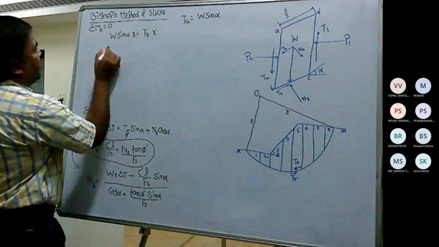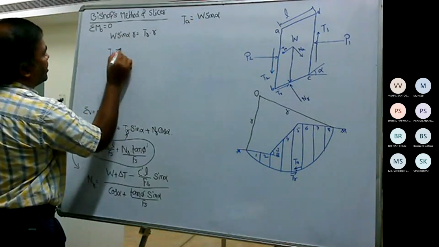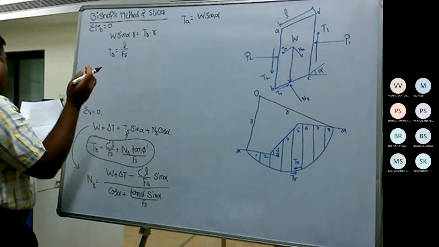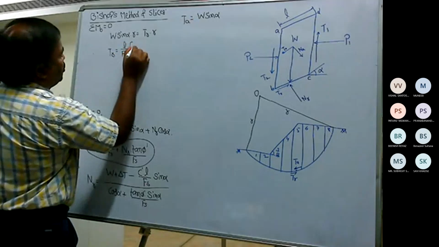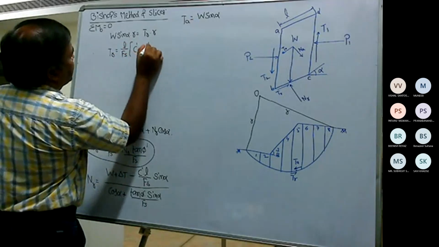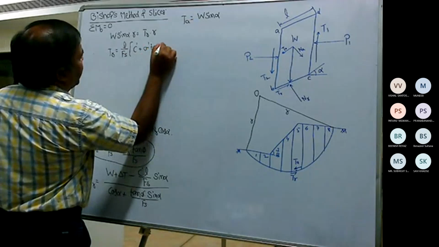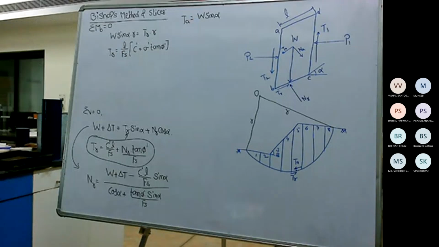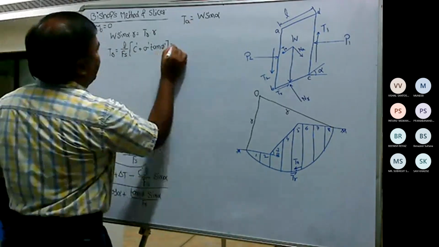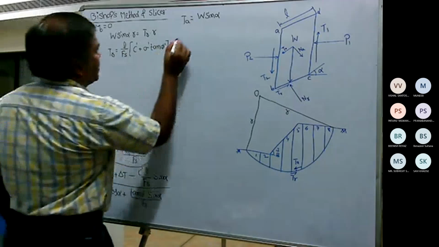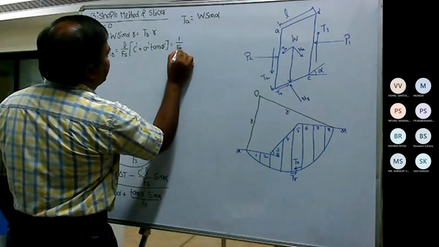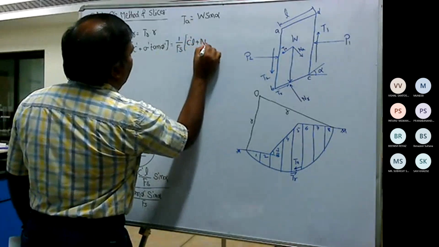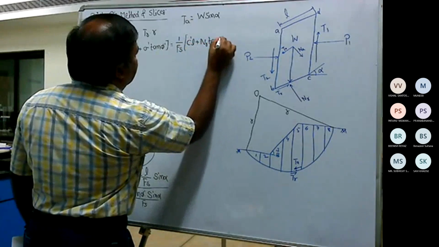Again here, TR is nothing but 1 by Fs, R into L by Fs into C dash plus sigma dash tan phi dash. Or this can be written in the form of Nr as 1 by Fs into C dash into L plus Nr into tan phi dash.